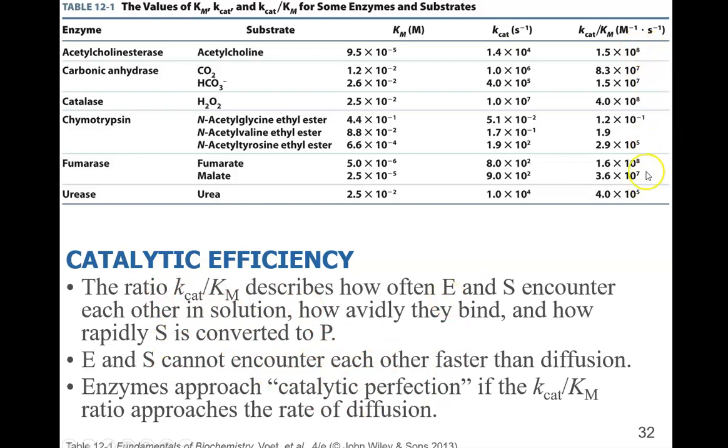Now, there's only so high that you can go because the enzyme and the substrate can't encounter each other faster than diffusion will allow them. So enzymes approach catalytic perfection if the Kcat over Km approaches the rate of diffusion, which is about 10 to the 9th. So if you see values up to 10 to the 7th to 10 to the 8th, you get enzymes that are approaching catalytic perfection, working as fast as they possibly can, based on how fast the enzyme and the substrate encounter each other in solution.